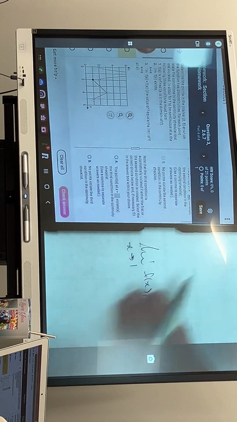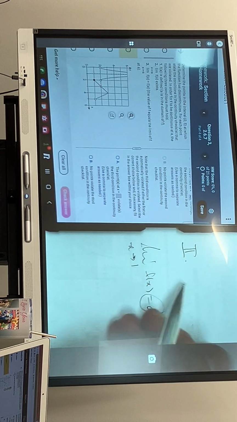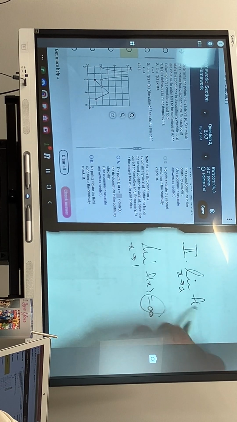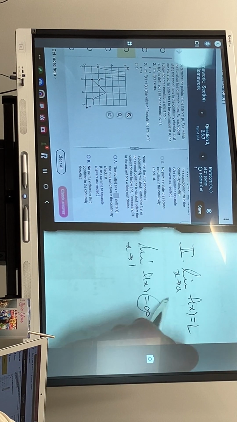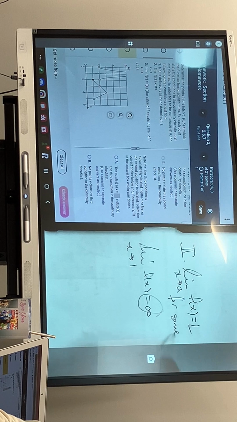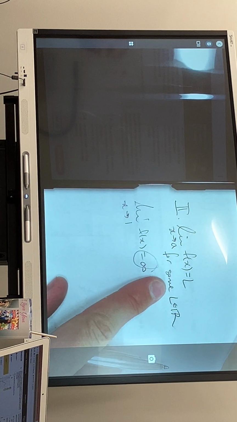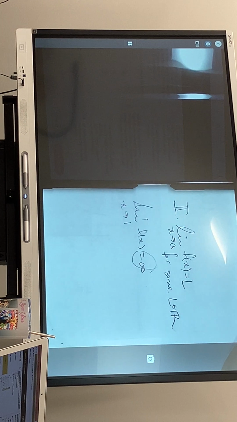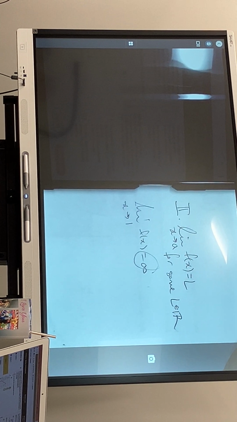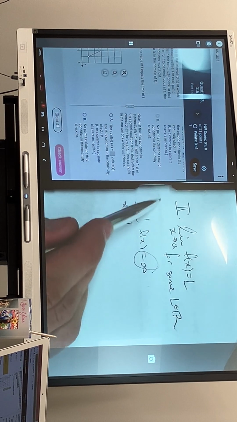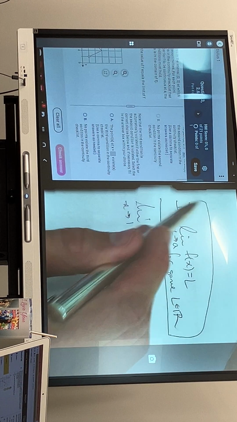I think we could restate condition 2 to make it less ambiguous. We could say limit as x approaches a of f of x equals L for some real number L. This is a tighter condition for number 2, because now it disqualifies infinity as being the actual limit that exists there. This should be condition number 2 from now on.